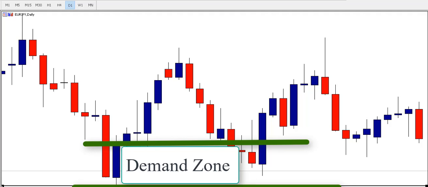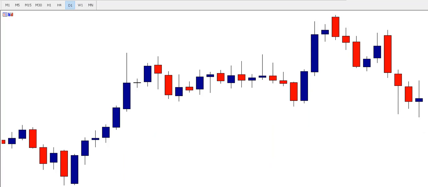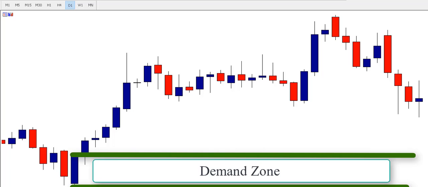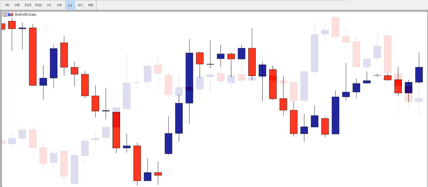Look at another example. This is the US dollar Canadian dollar daily chart. This is a drop, base and rally demand zone pattern. This is a piercing pattern, as you see. So to draw the demand zone, you can draw the proximal line at the close of the bullish candle and the distal line at this lower shadow.